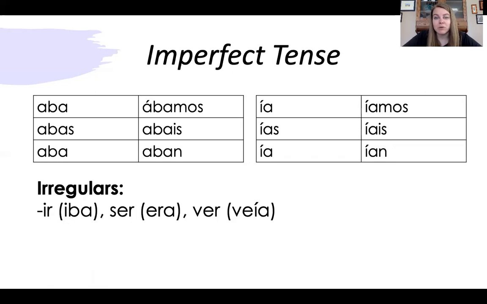The imperfect tense. Imperfect is a lot more simple. It only has 2 sets of endings and only has 3 irregulars. Remember, our endings are the -aba or -ía and variations of those, and then our irregulars are iba, ibas, iba, etc., era, and ver changes to veía. That one is not that weird, so sometimes I think we forget about it, but it's irregular because it keeps that E instead of dropping it.